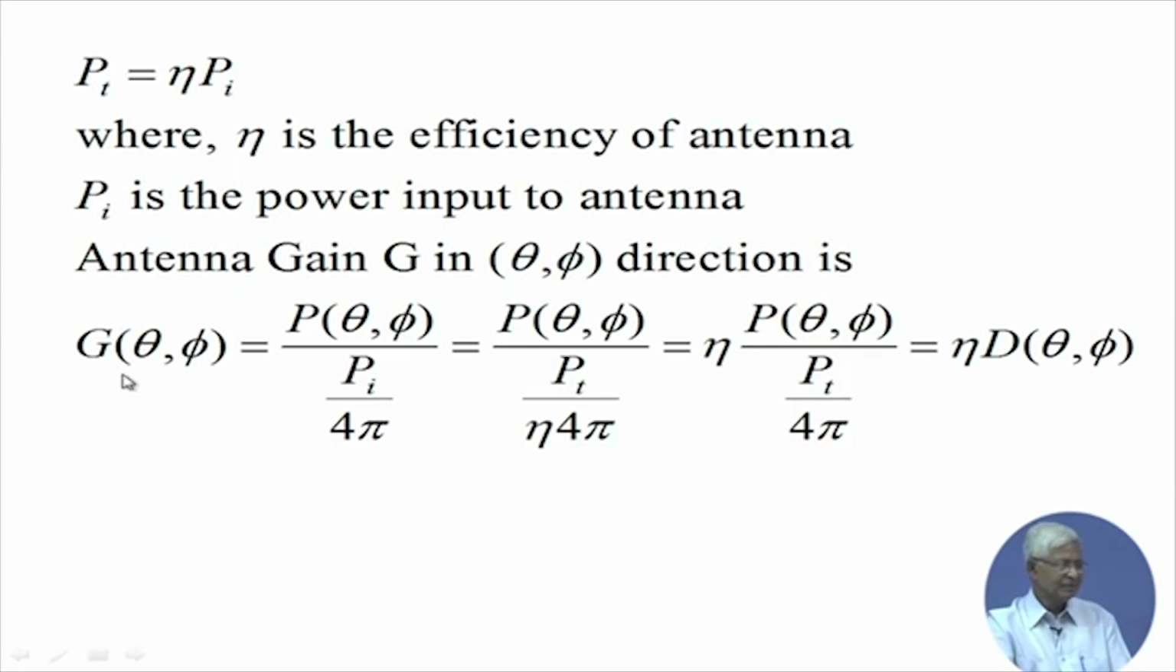So, G, which we call antenna gain in theta phi direction, is the efficiency eta times the directive gain D(theta, phi). This efficiency determines how much of the power going as input to the antenna is really getting radiated. So, efficiency should be as high as possible. It depends on the antenna design.